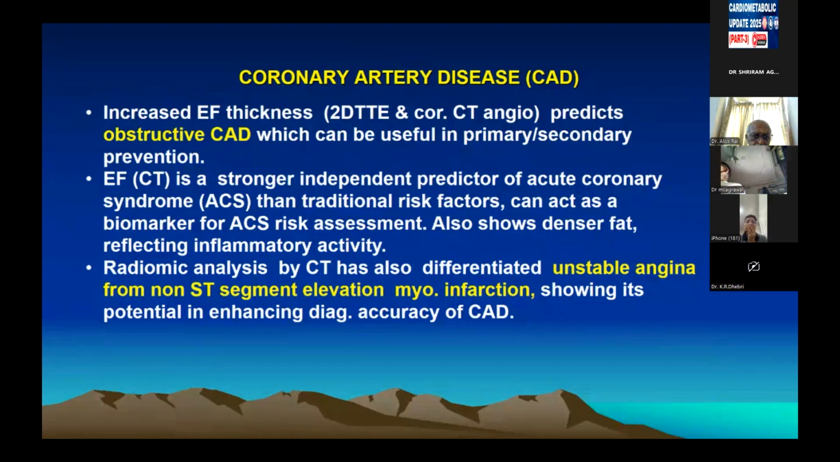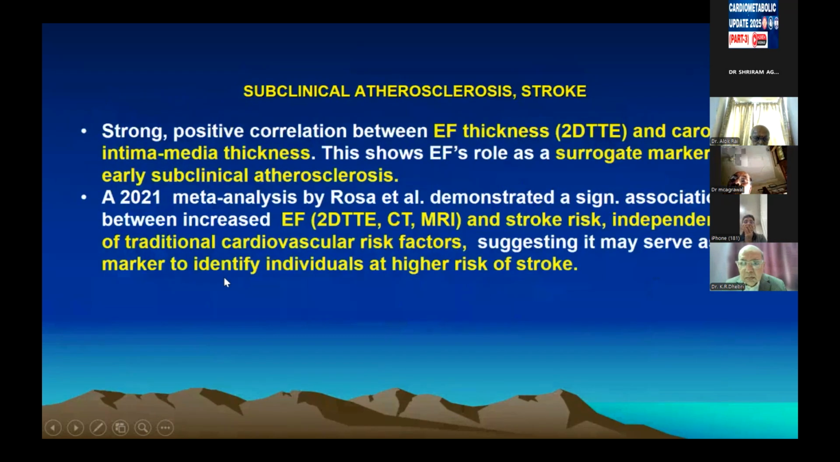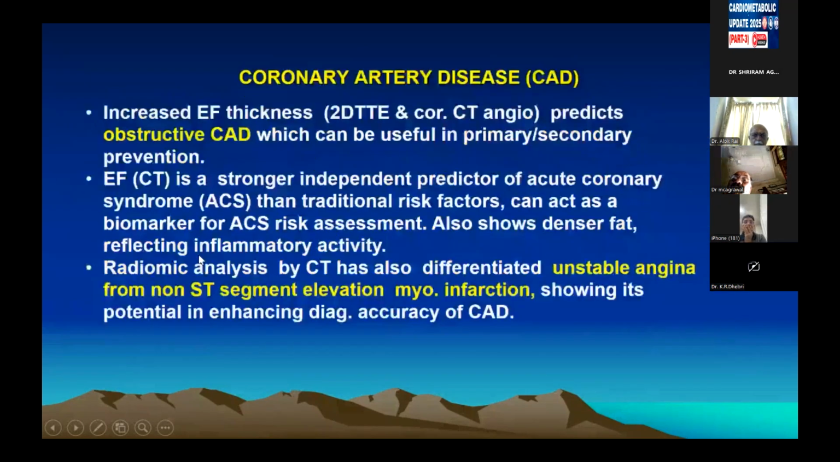Also, epicardial fat is a stronger independent predictor of acute coronary syndrome, stronger than traditional risk factors, and can act as a biomarker for acute coronary syndrome risk assessment. Also, CT shows denser fat, which reflects the inflammatory activity of epicardial fat. Radiodensity analysis by CT has also differentiated unstable angina from non-ST segment elevation myocardial infarction.